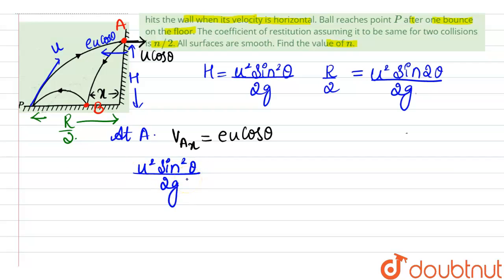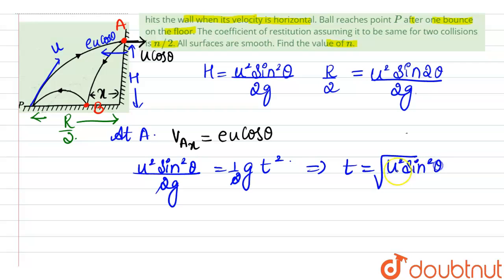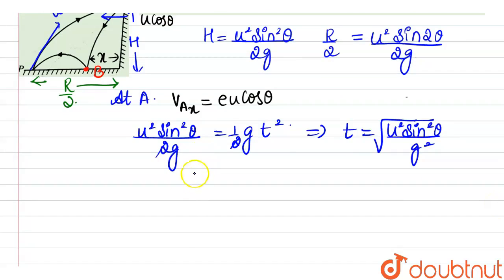So h is equal to half g t square. So this should be simply half g into t square. The 2 goes away, so t will be equal to under root of u square sine square theta divided by g square. Therefore, the time taken to fall down will be t is equal to u sine theta divided by g.